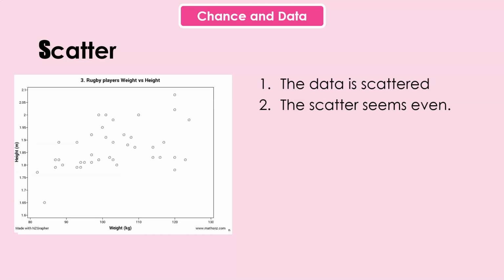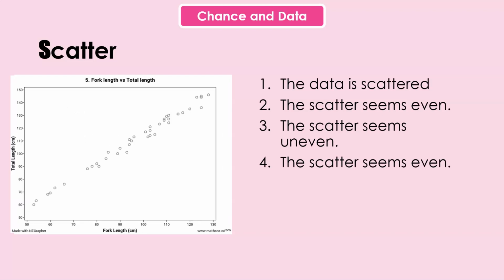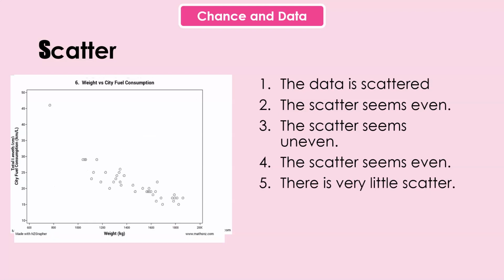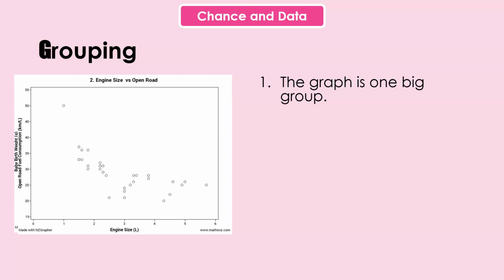Looking at the rugby players again, it seems uneven. It's quite scattered up at this end, and it's not so scattered down here. Looking at the marathon, it seems evenly scattered. Obviously, there's very little scatter in the shark fork length and total length. And the fuel consumption, number 6, we can see that there is scatter and it seems to be even.